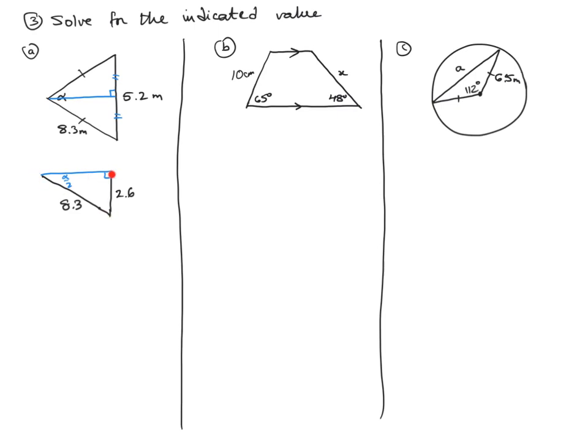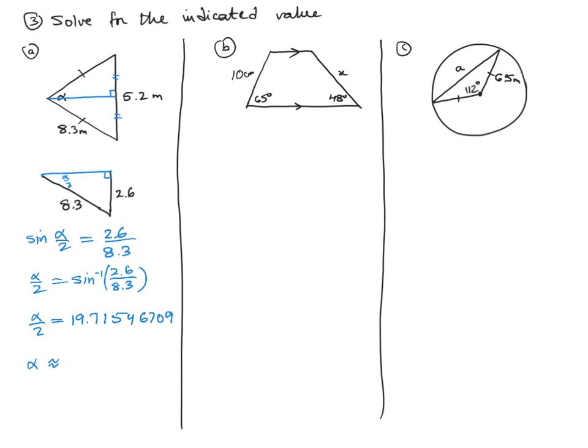Now in this triangle, I know that alpha over 2, that's the opposite, that's the hypotenuse, so I can say sine of alpha over 2 equals opposite over hypotenuse, so 2.6 over 8.3, and now I can do sine inverse to get the answer. So alpha over 2 equals sine inverse of 2.6 over 8.3, and I'm going to plug that into my calculator and keep all the decimal places. So alpha over 2 equals 19.71546709. Now I multiply both sides by 2 to get alpha, and now I'm allowed to round because it's the final answer, 39.4, and alpha was an angle measure, so degrees.